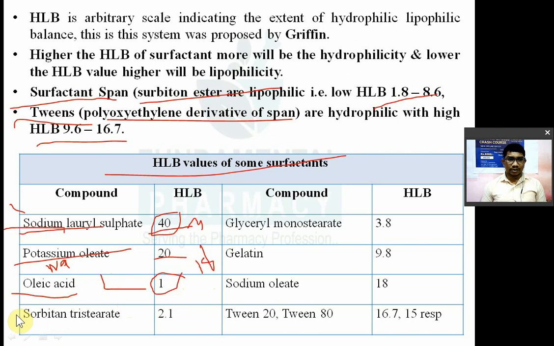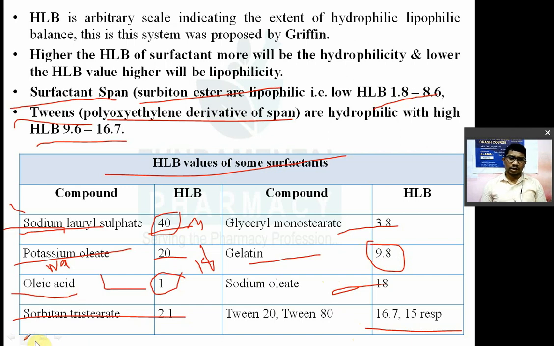Sorbitan tristearate is 2.0. Glyceryl monostearate is 3.8. A question has come on the HLB value of gelatin, it is 9.8. What is the HLB value of gelatin? 9.8. Sodium oleate is 18. Tween 20 and Tween 80 are 16.7 and 15 respectively. So this is the HLB value of a few surfactants.